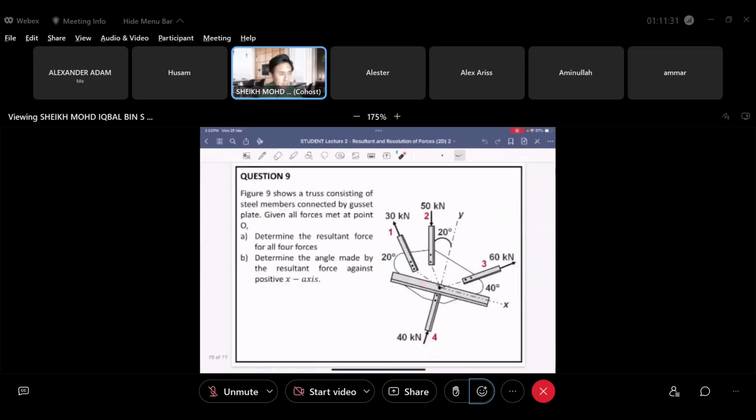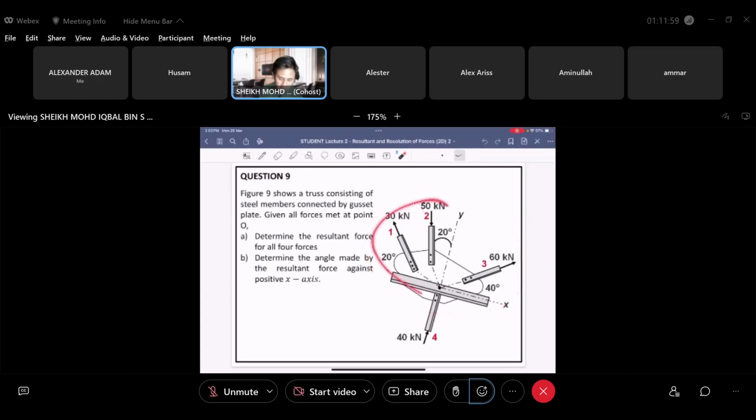Just make a triangle out of every force here. Make a triangle here, and then make another triangle here. This one also, make a triangle here. This one, no need to make a triangle because x is 0, y is 40 kilonewton automatically, right? Because it's not slanted, it's perpendicular. So you just need to calculate the cos and sines for these 3 here.